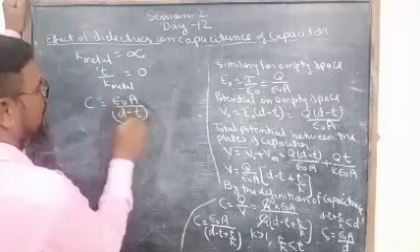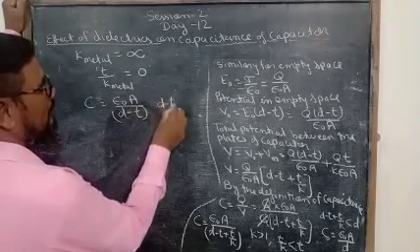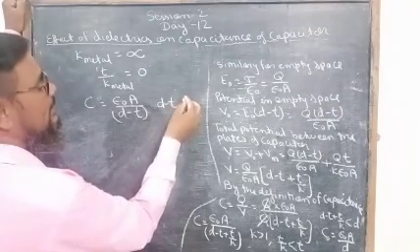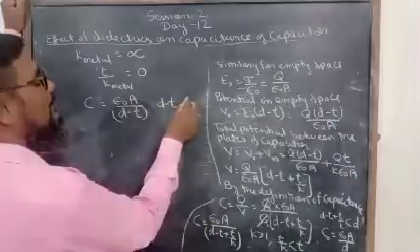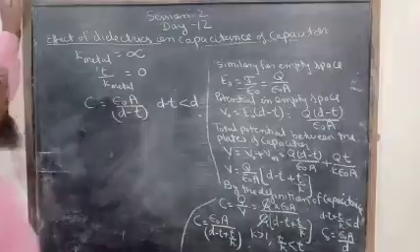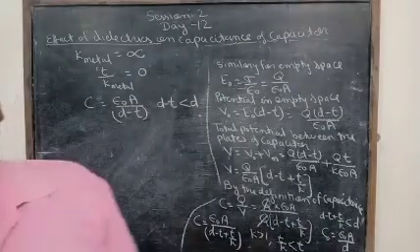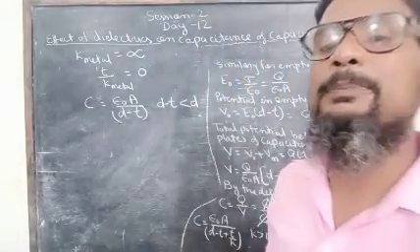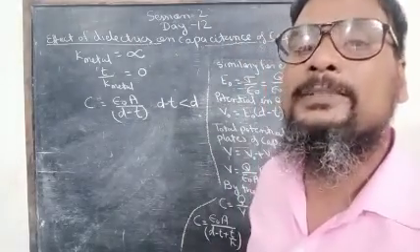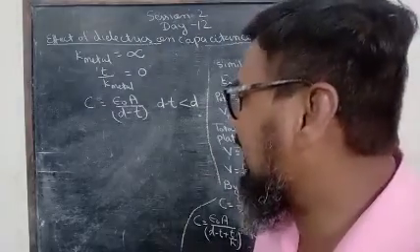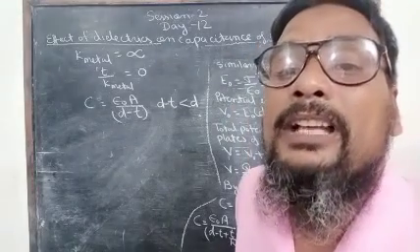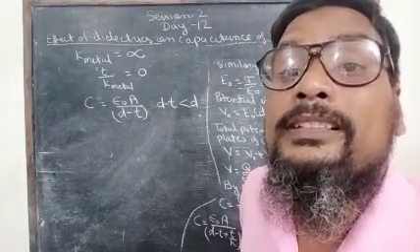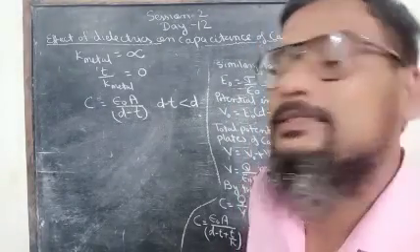And we know that D minus T is definitely less than D. That means the capacitance will increase. If a metal plate is introduced between the plates of the capacitor, then in that case the capacitance of the capacitor also increases.